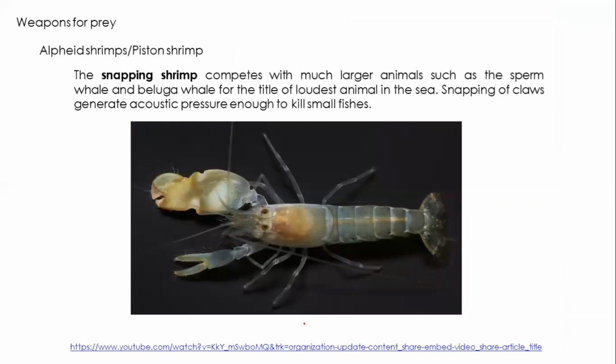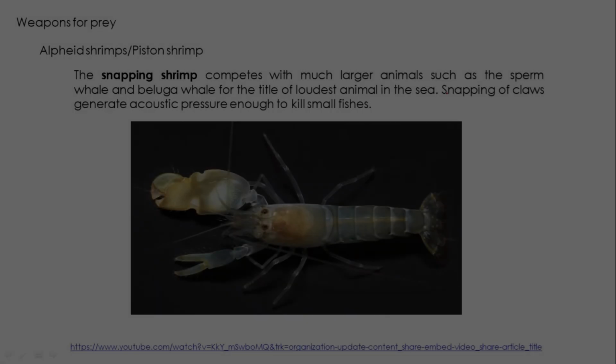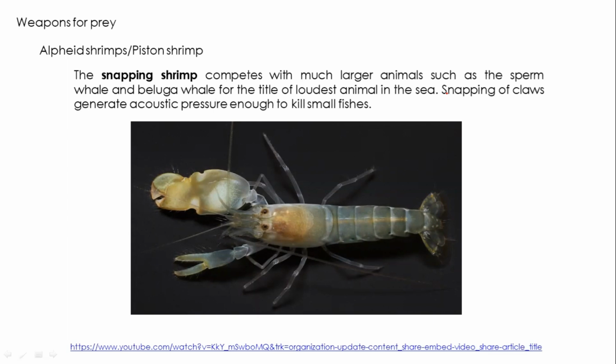This particular one is a very interesting organism which has developed a weapon for predation, and this is a pistol shrimp, or you can also say alpheid shrimps. But I will just highlight here why it is so interesting. This pistol shrimp produces a sound which can immediately kill small fishes. And the sound is so loud that you can compare it to the sound produced by sperm whales and the beluga whales.